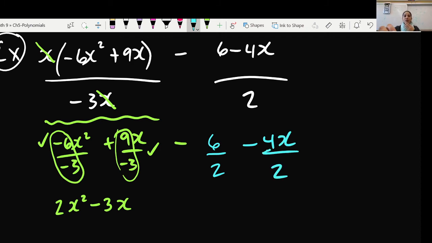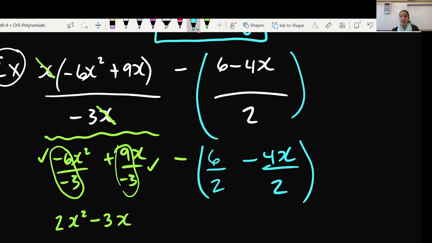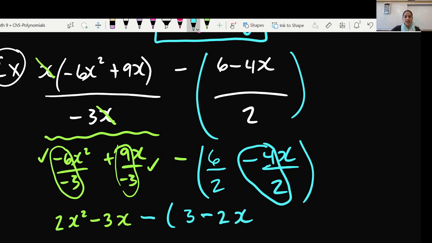The other thing I want to point out is that if this is minus, there's no brackets there, but we're treating it like it's brackets, like this whole thing is being subtracted. So do put the brackets in because that's going to help you to keep things straight. So then we have a minus, and in brackets, 6 divided by 2 is 3. And here we have minus 4 over 2, because the sign stays with it. So it's minus 2x. So that has allowed me to deal with both of those.